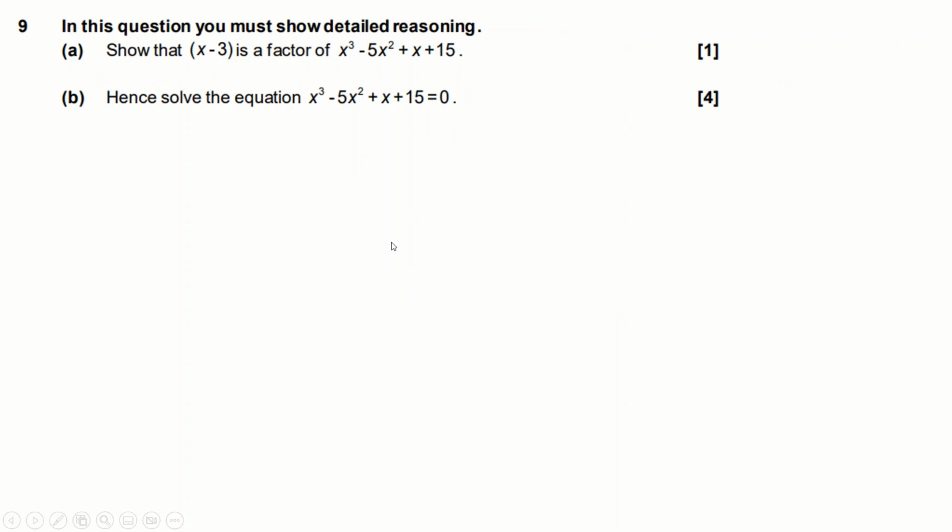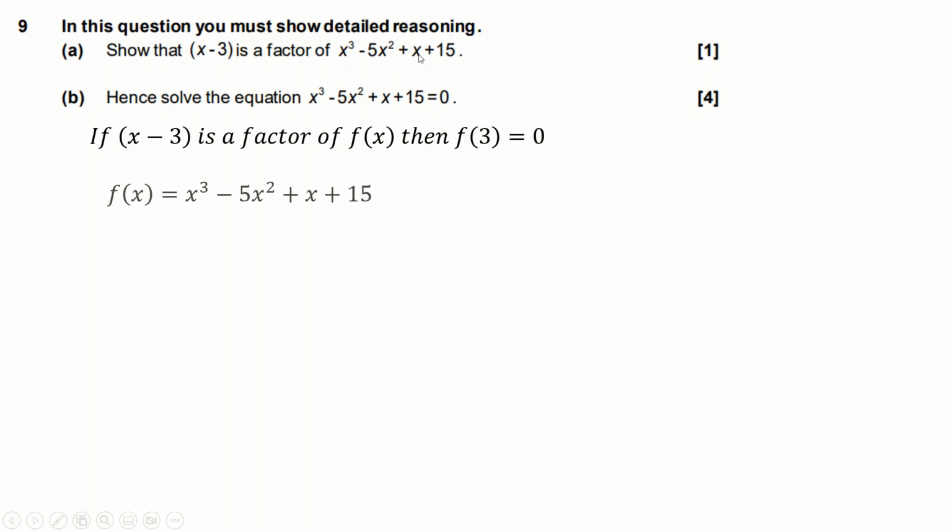Good. Question number 9. So show that this is a factor. The factor theorem says that if x minus a is a factor, then that means f of a equals 0. So if we call this the function of x, we just need to shove in f of 3 in that case, and what do you know, it equals 0.